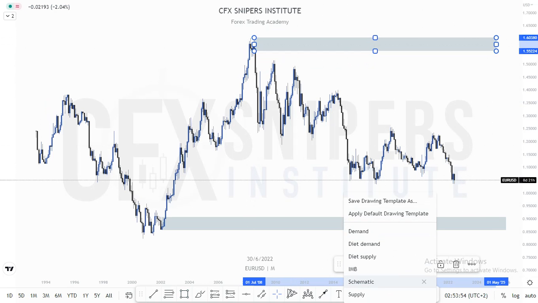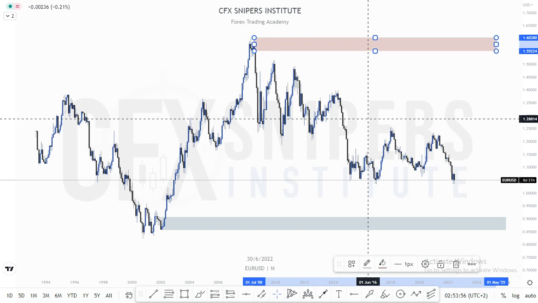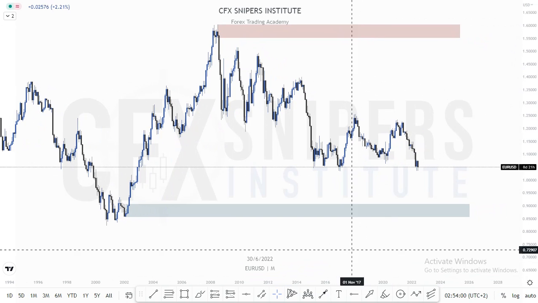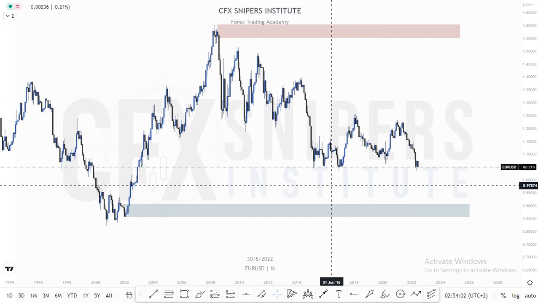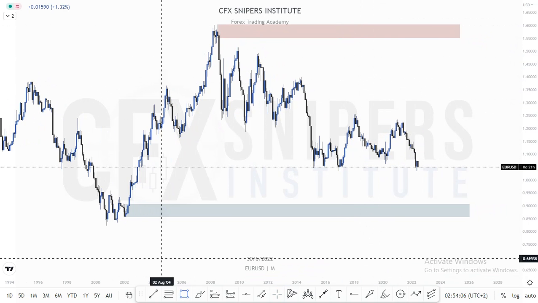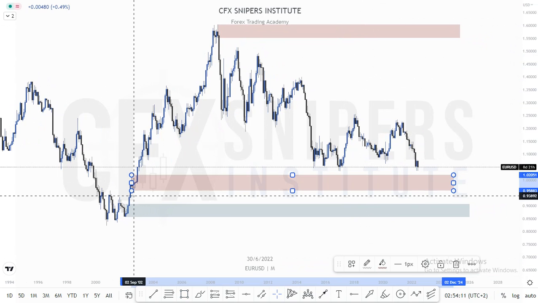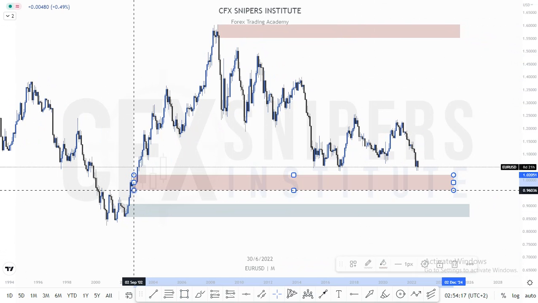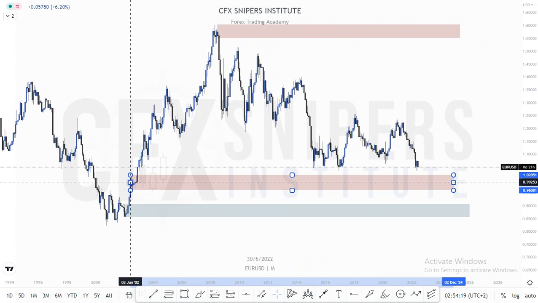By the way, those are the supply and demand zones that the price is currently ranging within. And we have another zone here as well. There was a demand here, sorry. We have demand here. We have a demand here.